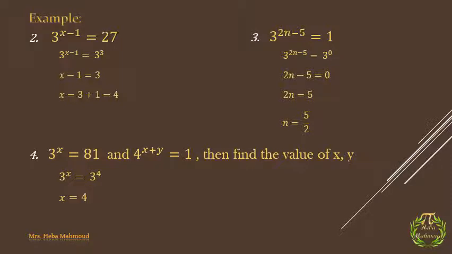Now by substitute in the other equation, which is 4 power x plus y equal 1, it will be 4 power x, which is 4. So 4 power 4 plus y equal 4 power 0. Since the base here is 4 and the base on the other side will be 4, the power will be equal power. 4 plus y equal 0. So moving 4 to the other side by the opposite sign, so y equal negative 4.